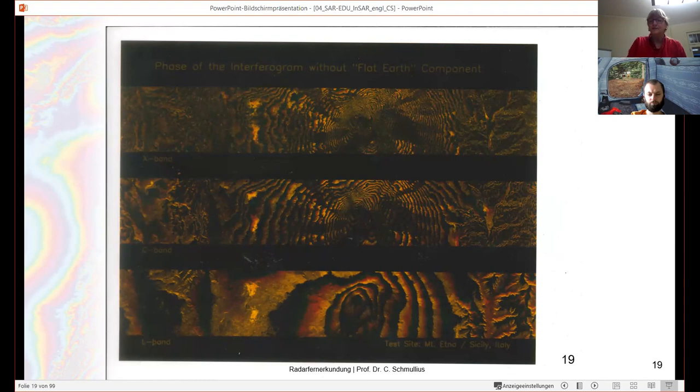And this was the basis then for the Shuttle Radar Topography Mission, same shuttle, same antennas, in February 2000.